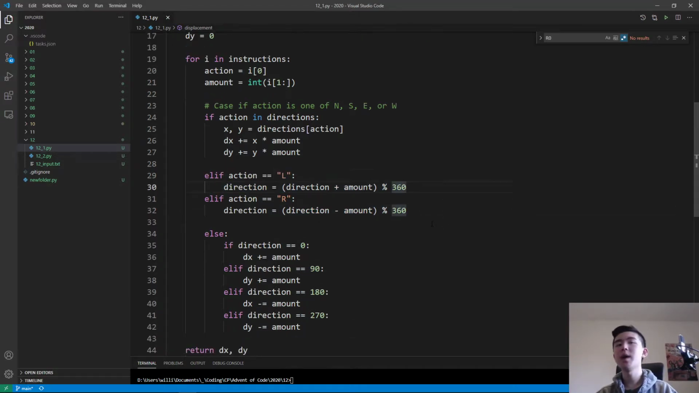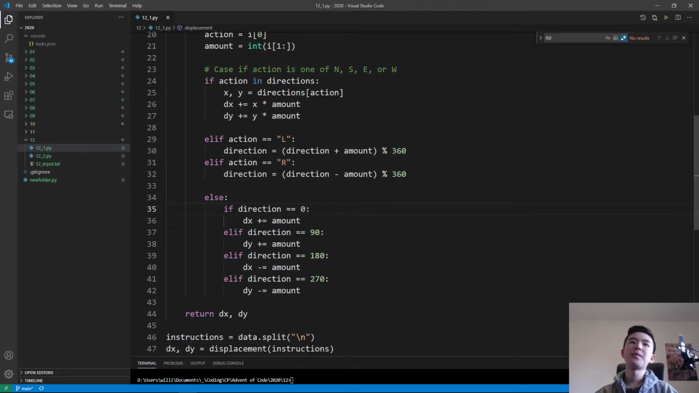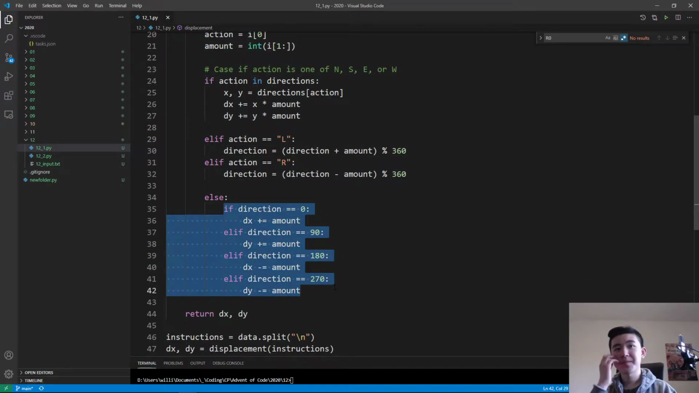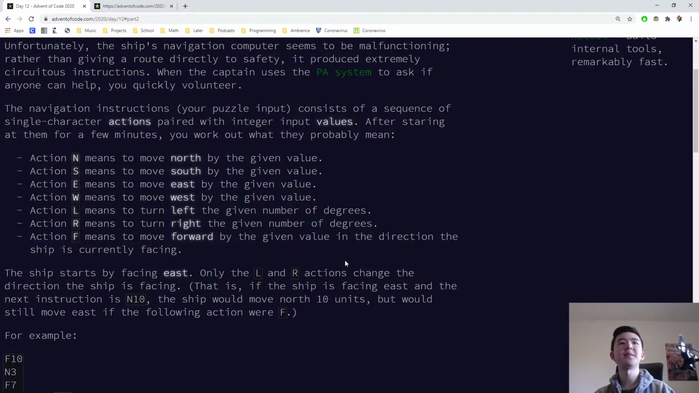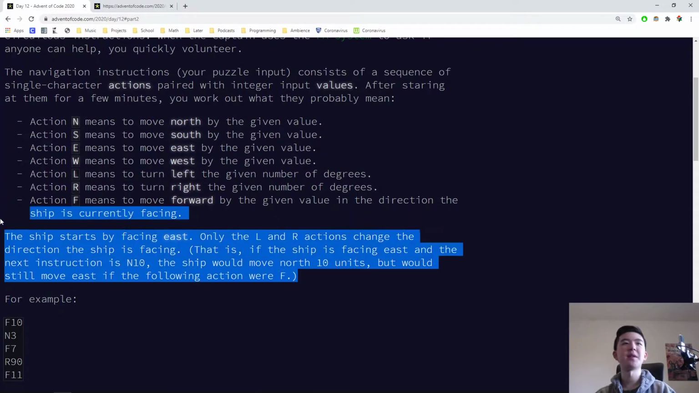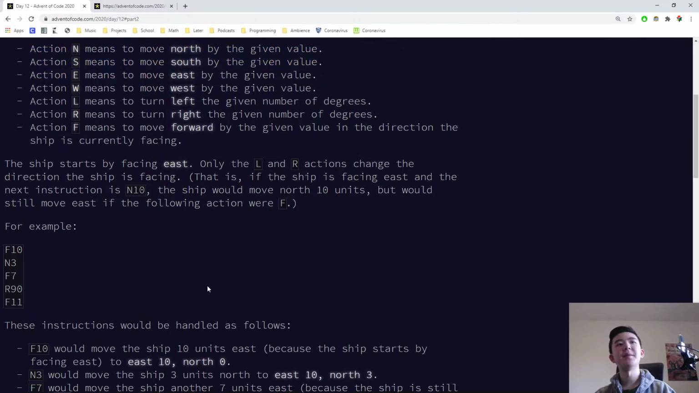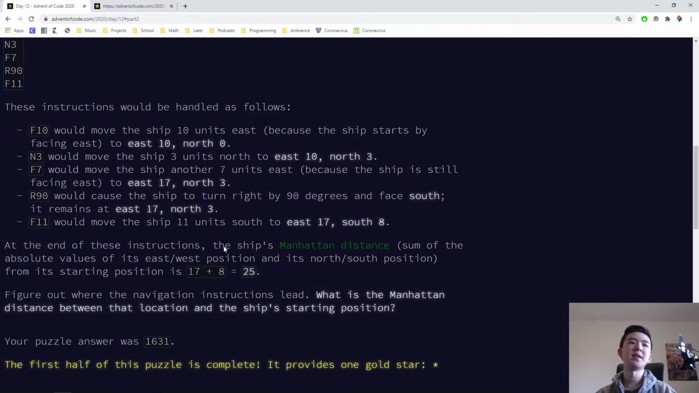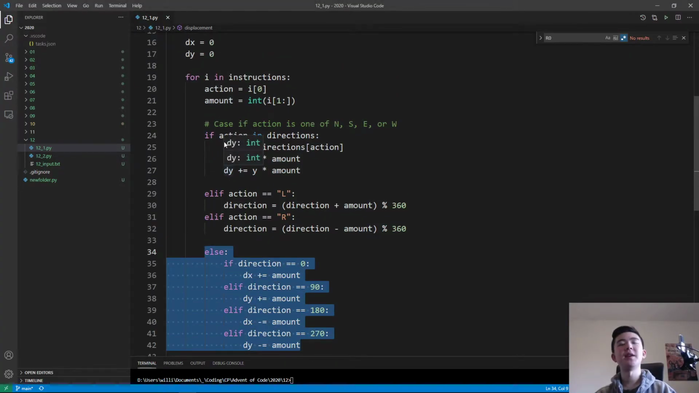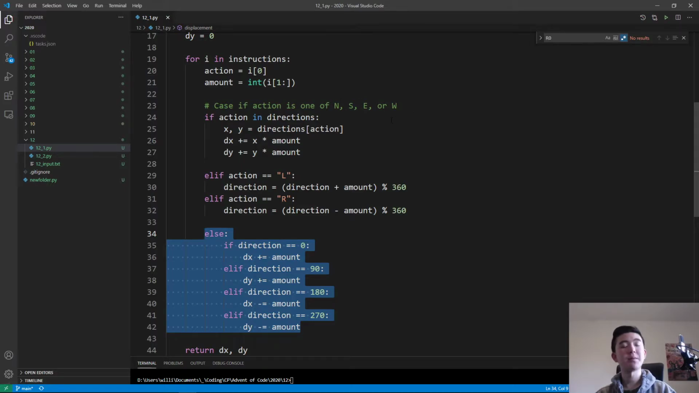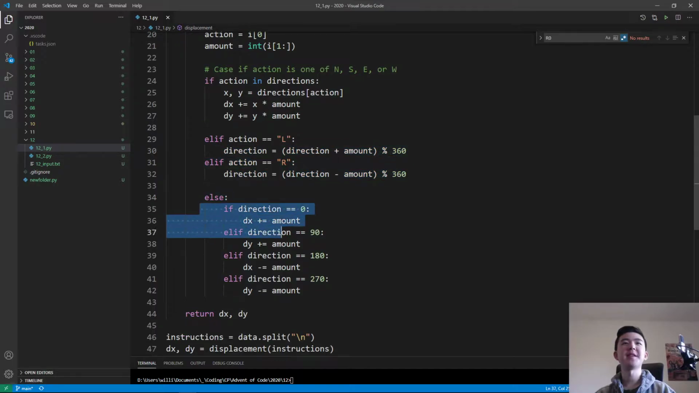So like 361 would be 1. Otherwise, we assume that the direction is always going to be a multiple of 90, because that just makes the problem a lot easier and you don't have to deal with trigonometry. And I don't think you have to, because everything here is an integer. So yeah, this else is just if it's not north, east, south, or west, and it's not left or right, so this means it has to move forward.